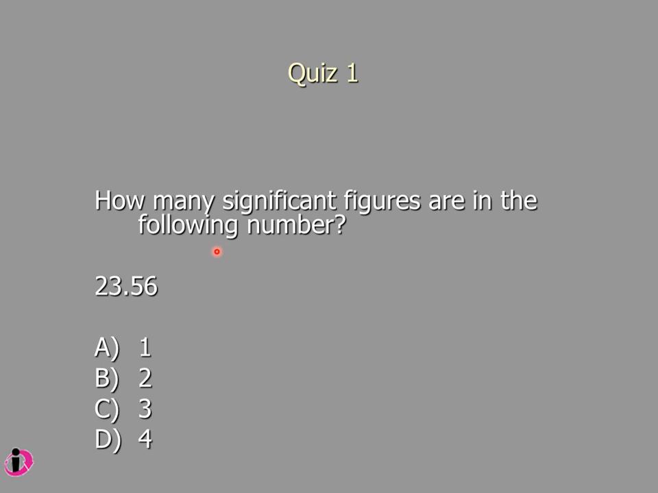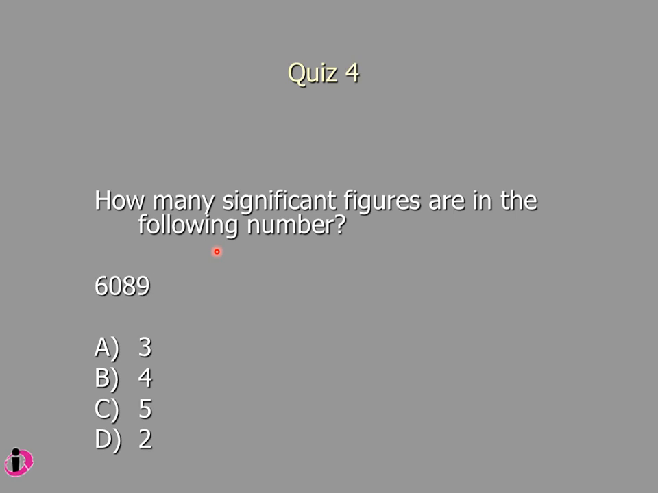Four, right? Because all the digits are significant. How about here? So as I said, the rightmost one sometimes you can assume is not significant, because you can move the decimal point and change the number of scientific numbers, so it's 2. How about here? 3, right?